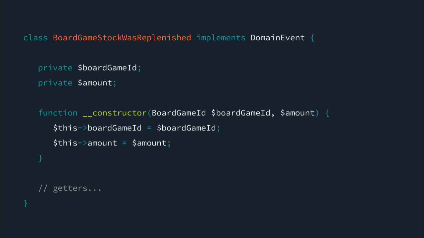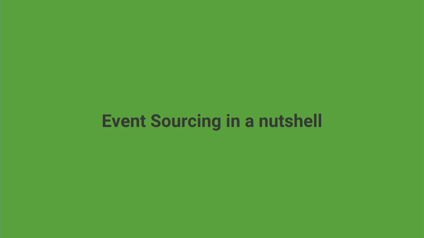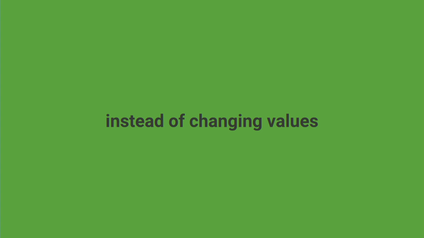It doesn't need the name of the board game or whatever, because we already have all of this data stored somewhere, right? So what we need for this specific change in our system is the board game ID, because we need to know what board game was replenished, and we also need the actual amount. So what event sourcing is in a nutshell is, instead of changing values, you just append events. That's literally it.